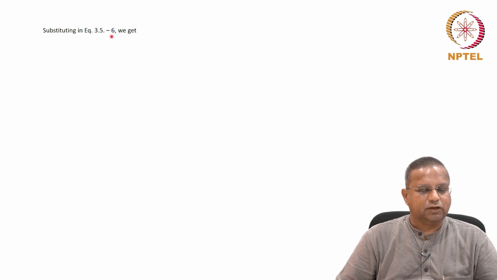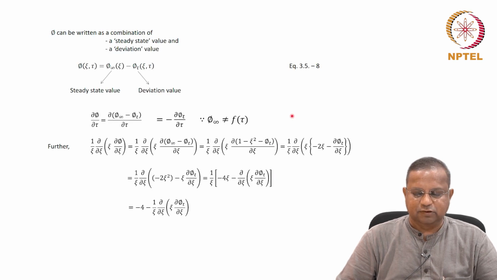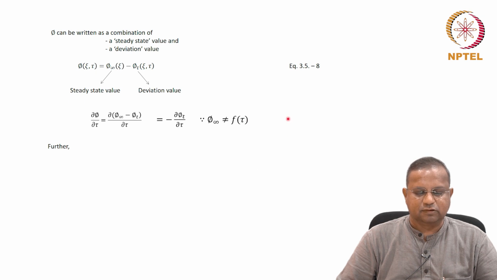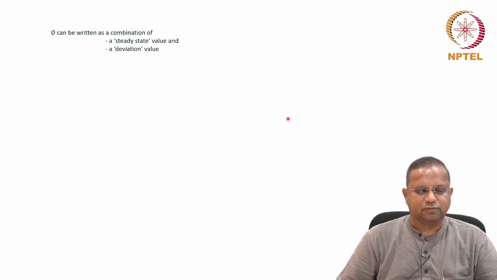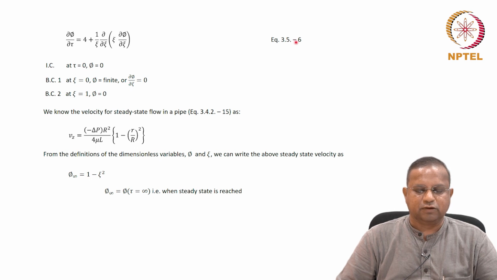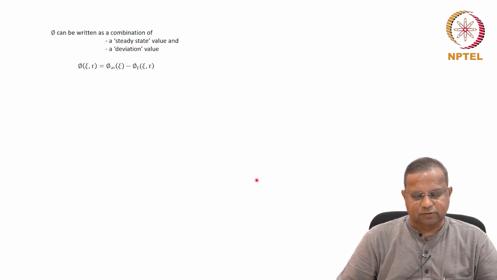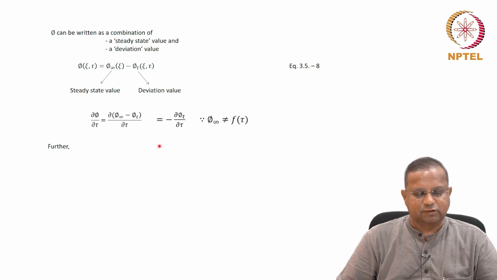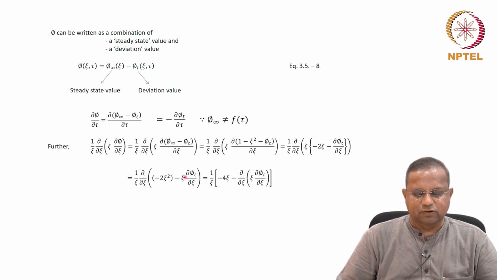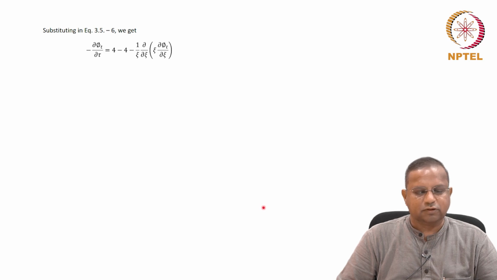So you substitute in equation 3.5-6, which is this, right? The earlier thing that we saw. Good to keep checking. Yeah, this was 3.5-6. ∂φ/∂t is 4 (1 + (1/ξ) ∂/∂ξ (ξ ∂φ/∂ξ)). We have written it in terms of a steady state variable and a deviation variable. Now we are rewriting this equation in terms of the deviation variable. And whatever remains of the steady state variable inside the derivative dropped out.